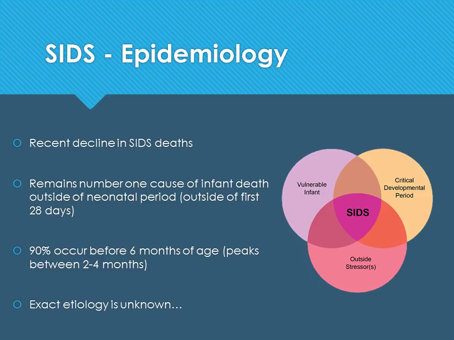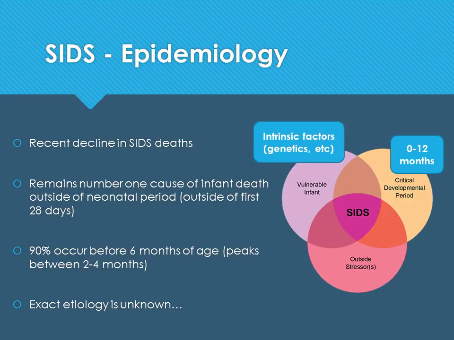The exact etiology is unknown, but the most recent studies show this overlapping triad of an infant within their critical developmental period, so that's under the first year of life, who's considered vulnerable by intrinsic factors. There seems to be a genetic component behind the infants who die of SIDS. And extrinsic factors, such as their sleep positioning, being put to sleep on their side or on their stomachs, the type of bedding that they have, smoking, those types of things. So there seems to be an overlap of all three of these.